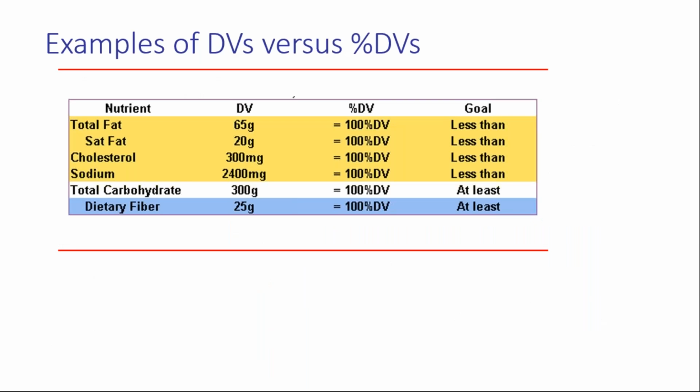So examples of daily values: if the daily value is 65 grams, then it is equal to 100%. If your cholesterol is 300 milligrams in the food, that's about 100% of the daily value. So you have to go lower than that. The percent daily value calculation is based on the RDA values given in the recommended dietary allowances for the particular country.